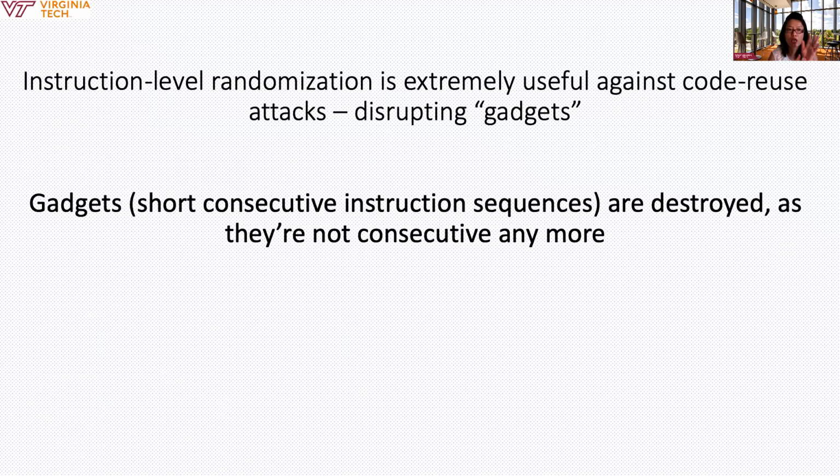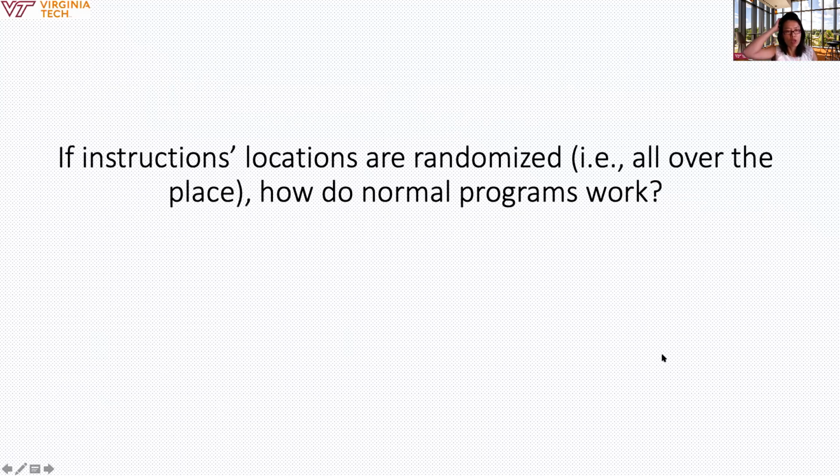The good thing is that instruction level randomization is extremely effective against gadgets, breaking up code reuse attacks. Because if you randomize every instruction, the instructions are no longer consecutive. It used to be, you know, you do 1, 2, 3, 4. Now you have to find them. And if you don't know where everything is, then the consecutive instructions just look random. It's all over the place. So code reuse is going to be difficult.